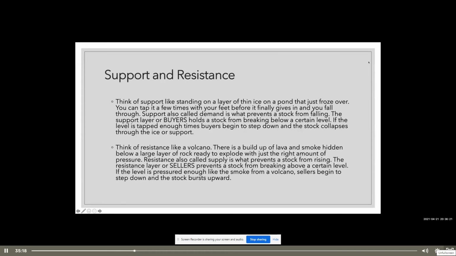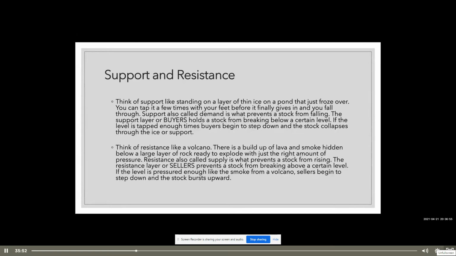So support and resistance. Think of support like standing on a layer of thin ice on a pond that just froze over. You can tap it a few times with your feet before it finally gives in and you fall through. Support, also called demand, is what prevents the stock from falling. The support layer, or buyers, holds the stock from breaking below a certain level. If the level is tapped enough times, buyers begin to step down and the stock collapses through the ice, or support.